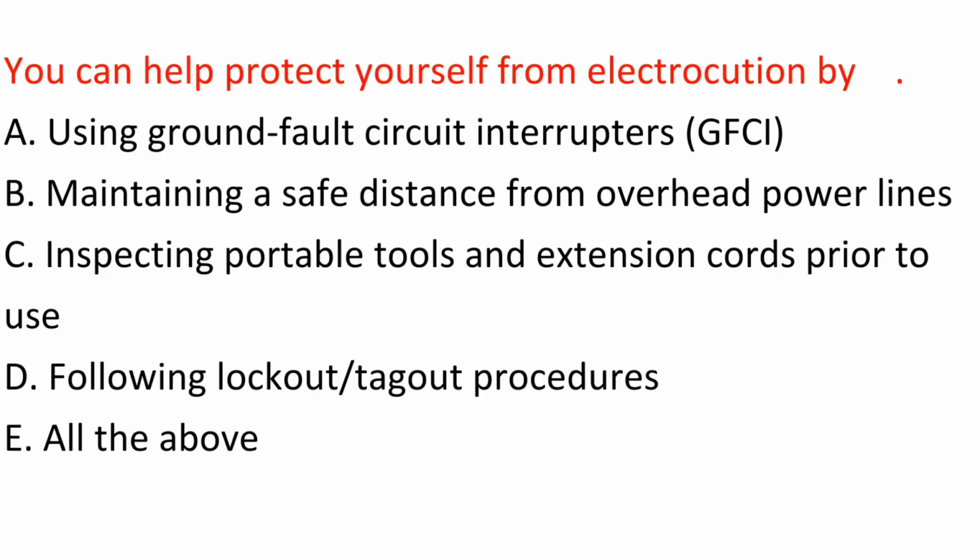Question. You can help protect yourself from electrocution by A. Using ground fault circuit interrupters, GFCI. B. Maintaining a safe distance from overhead power lines. C. Inspecting portable tools and extension cords prior to use. D. Following lockout, tagout procedures. E. All the above. Answer. E. All the above.